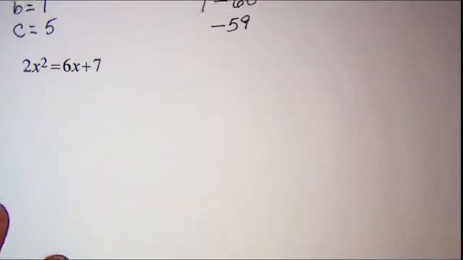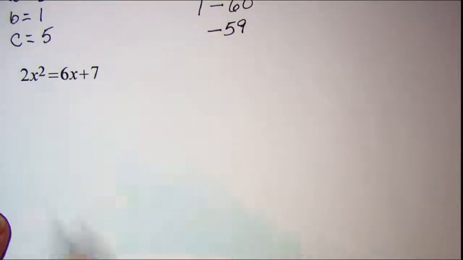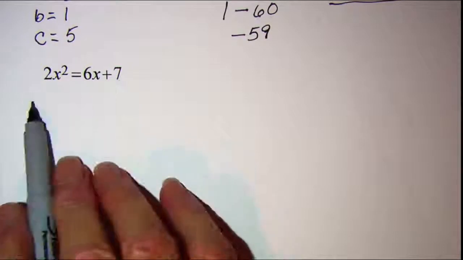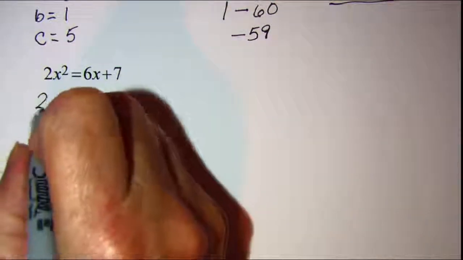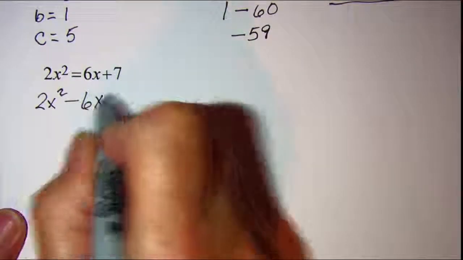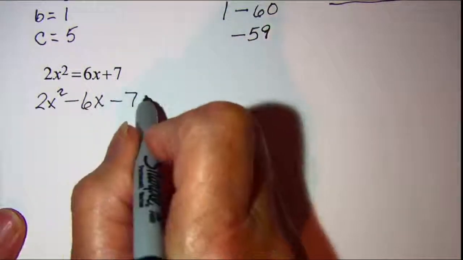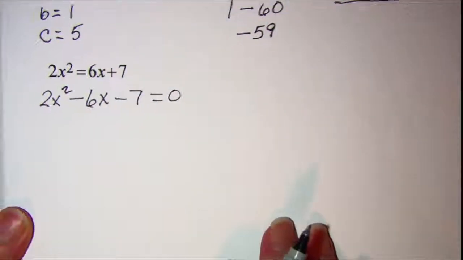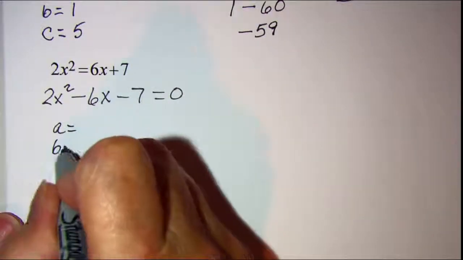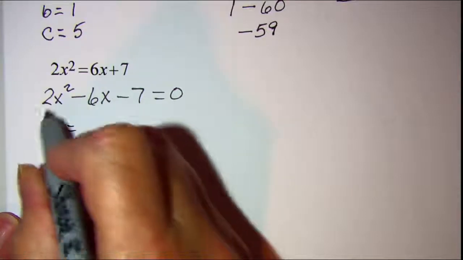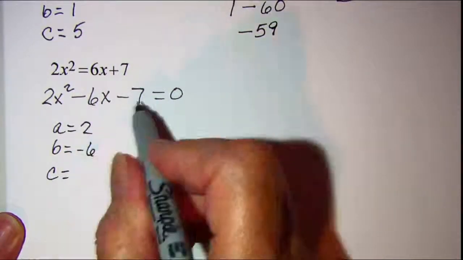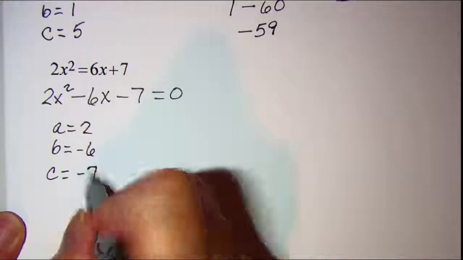Do one more. Again, we're going to need to get these two terms on the left side. So we have 2x squared minus 6x minus 7 equals 0. Now I can find the values for a, b, and c. A is 2, b is negative 6, and c is negative 7.